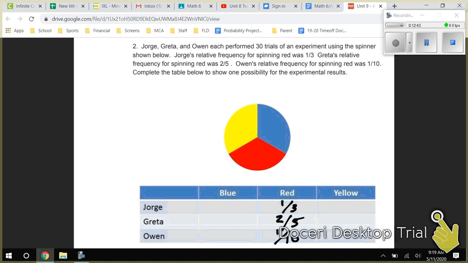So it says complete the table to show one possibility for the experimental results. Again, we could have different answers all over the place for this. Jorge, 1/3 of the time he had red, and they each did it 30 times, right? So Jorge could have 10 blue, 10 red, 10 yellow, and that would equal 30 total. And 10 red is 1/3, so that would work.